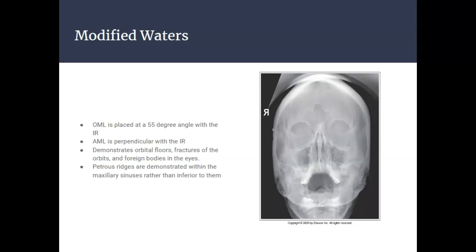Also, the petrous ridges are demonstrated within the maxillary sinuses in a modified Waters because we don't have that mental meatal line perpendicular with the IR, rather than inferior to those maxillary sinuses. The projection demonstrated here is an adequately positioned modified Waters projection.